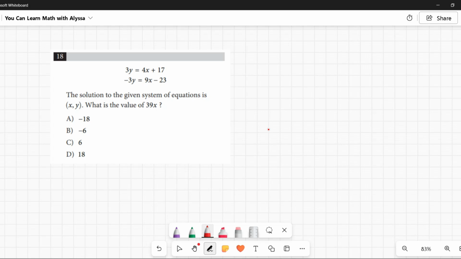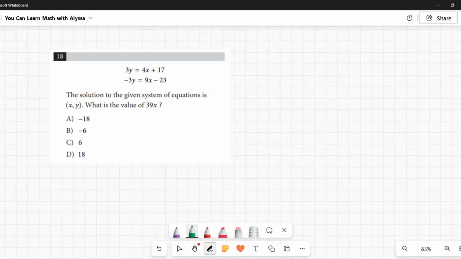It doesn't matter. The only thing that's important with that first sentence there is that they're telling us there is a solution. It doesn't matter that the solution to the given system of equations is x and y. Like, do I need to know that? Do I need to know what y is? No, you don't. You just need to know there is a solution.